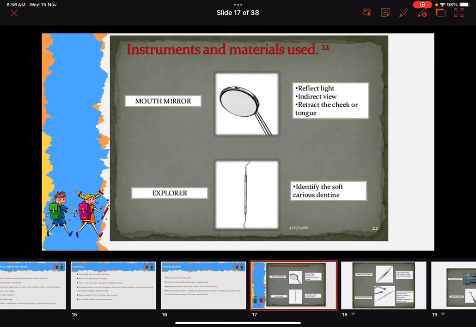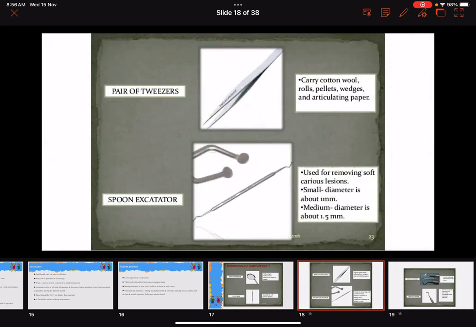These are some of the instruments and materials used. The mouth mirror is used for reflecting light for indirect view, and to retract the cheek or tongue. The explorer is used, of course, to identify soft carious dentine. A pair of tweezers carries cotton wool rolls, pellets, wedges, and articulating paper. The spoon excavator is used for removing soft caries lesions; the small one has a diameter of about 1 mm, and the medium about 1.5 mm.